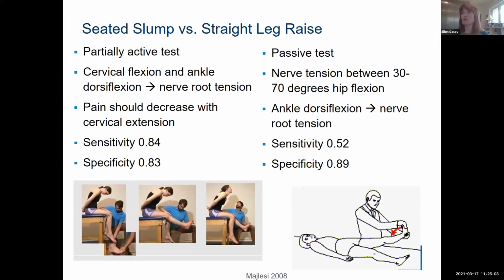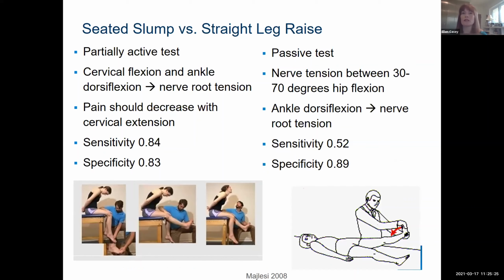So the seated slump test versus straight leg raise. I think historically in med school, certainly we're taught the straight leg raise far more than the seated slump. If I can only do one, I would definitely do the seated slump, partly because of the increased sensitivity, which you can see at the bottom there. But also I think you're able to manipulate the test a little bit better to get more information.